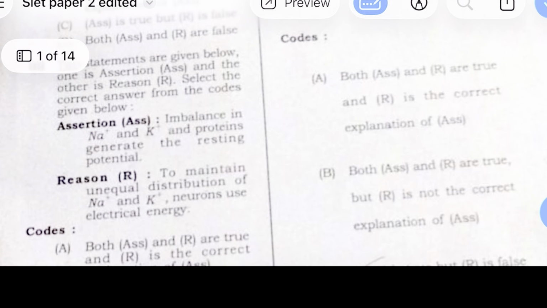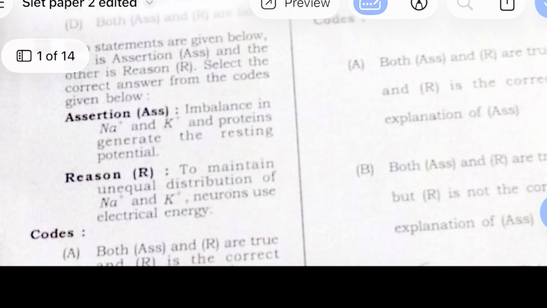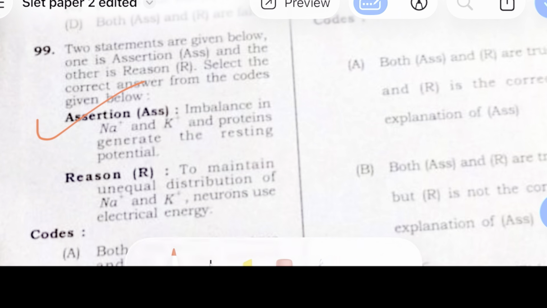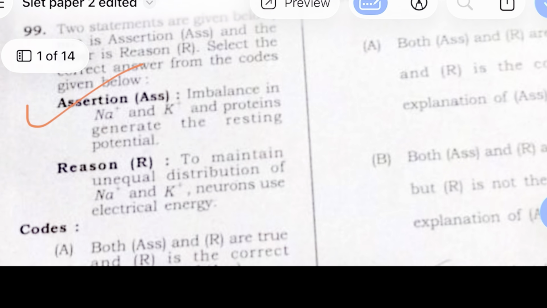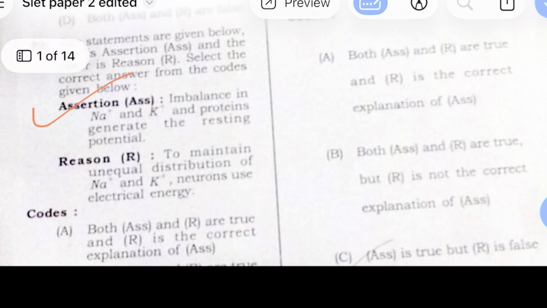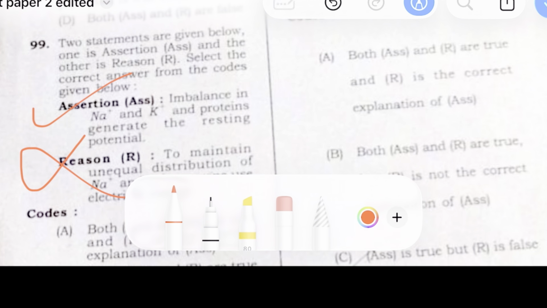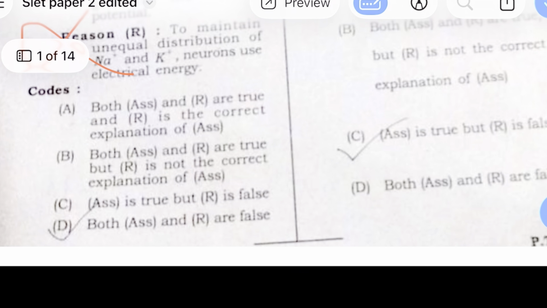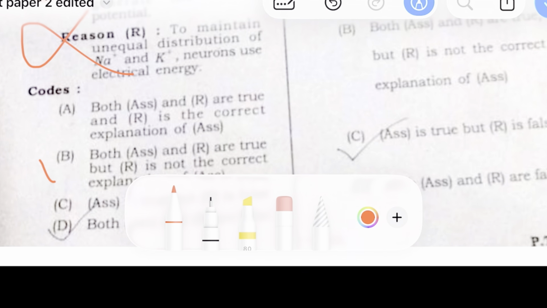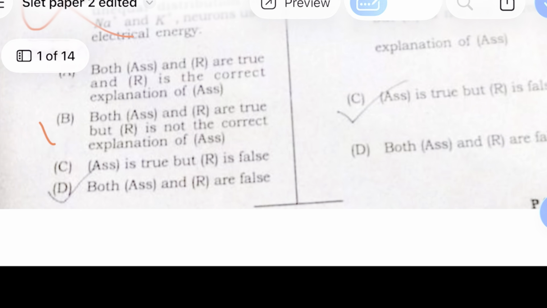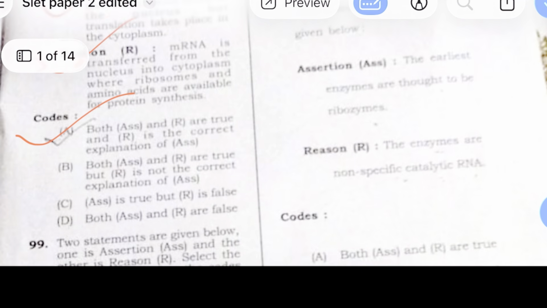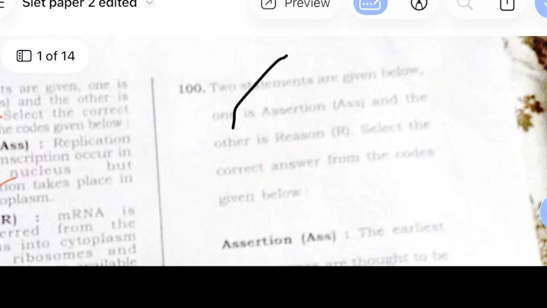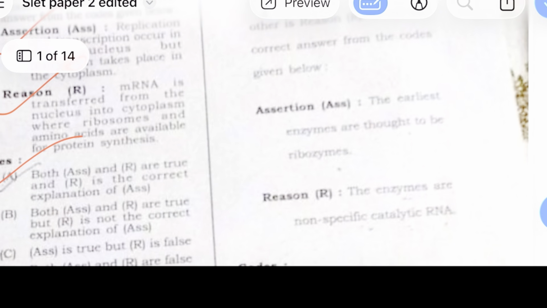In the next question, it is saying that imbalance of sodium and potassium and proteins generate the resting potential. Yes, very true. In neurons, we can see that. And to maintain the unequal distribution, sodium and potassium use electric energy. No, sodium and potassium will use the pump, sodium potassium pump, not the electrical energy. So assertion is true, but reason is false. Option will be C.